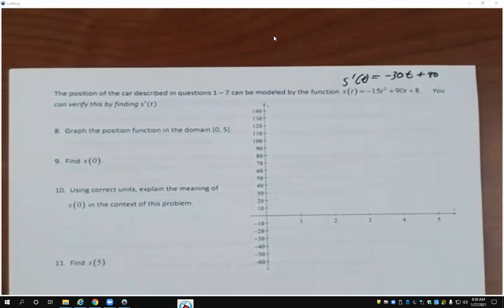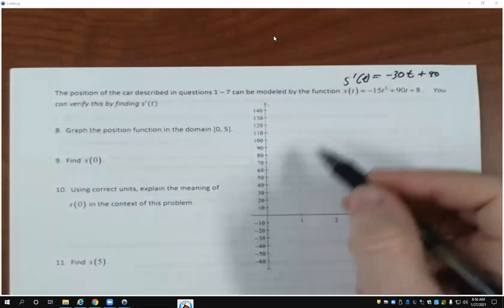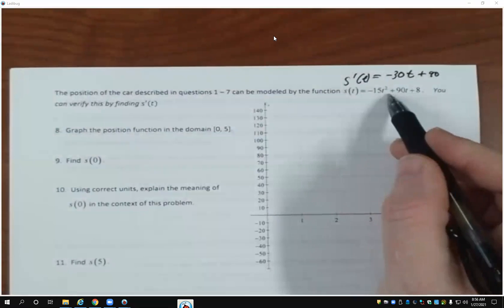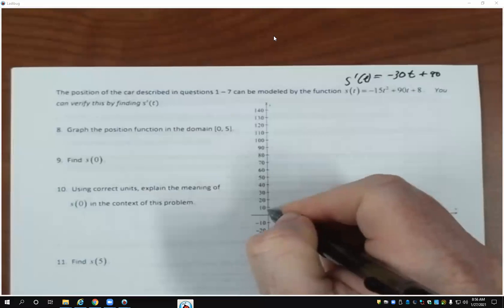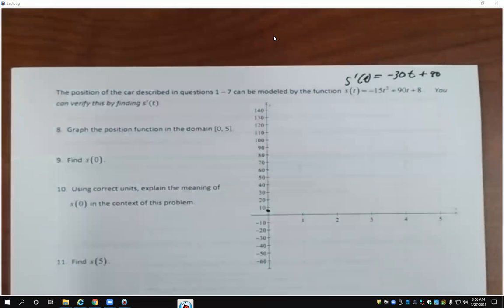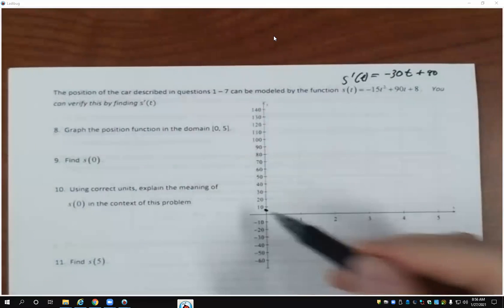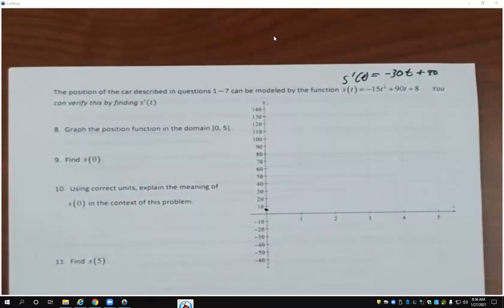We're going to need a calculator to get some of these values, so we're going to graph it. When we plug 0 in, we get 8, so (0, 8) is right there. Can anybody tell me what that means? Actually, we're going to do that in question 9, so I'm not going to ask yet, but start thinking about what that means. Now I'm going to graph this in my calculator so I can pull out the points quicker: negative 15x squared plus 90x plus 8.